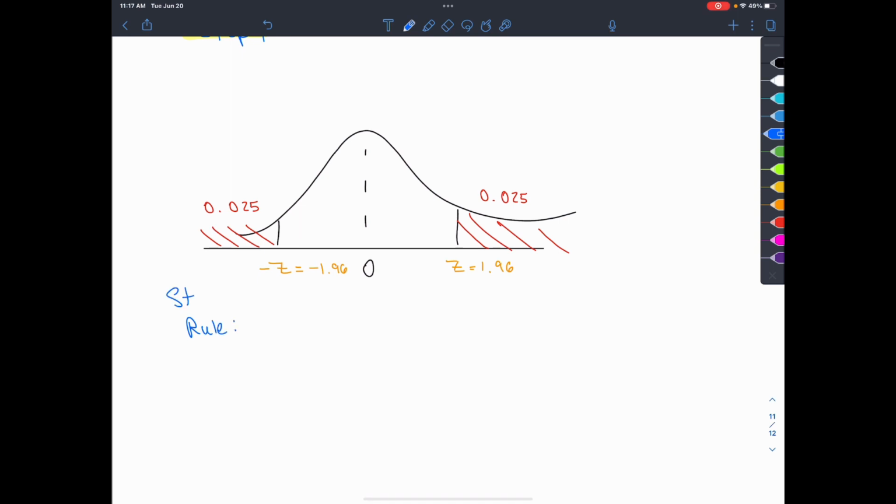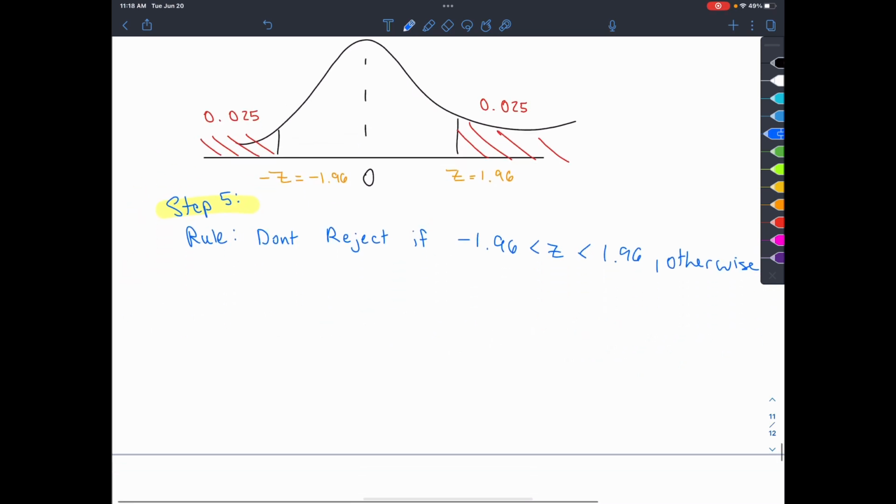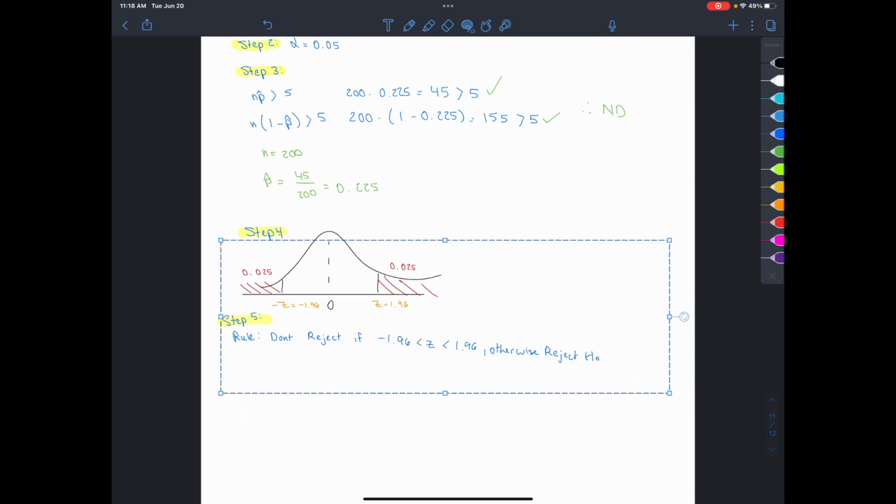So our rule, step 5, excuse me, the rule is we are going to not reject if z is within the bounds of negative 1.96 and positive 1.96. Otherwise, we're going to reject the null hypothesis. Perfect. That's step 5.